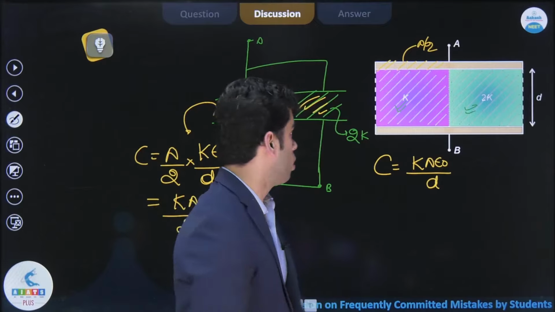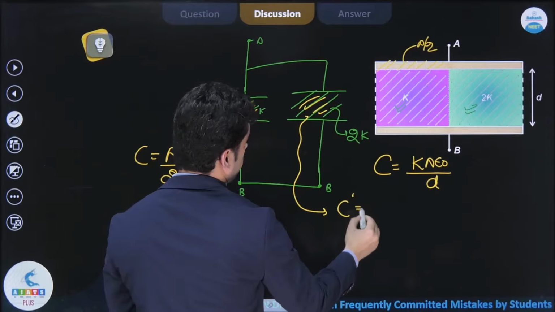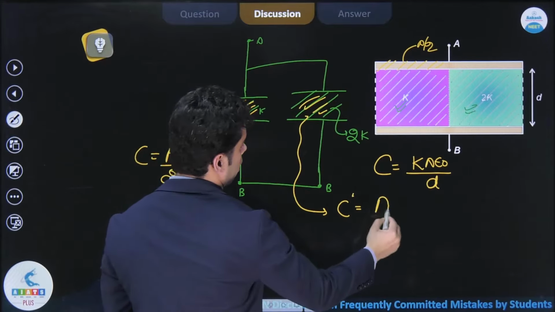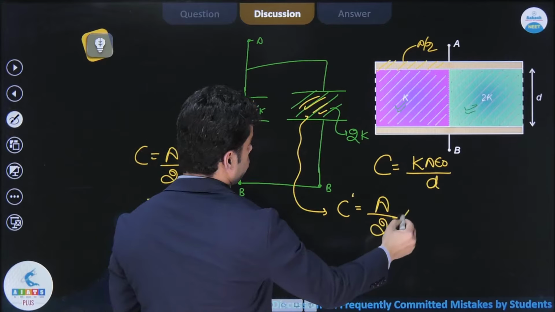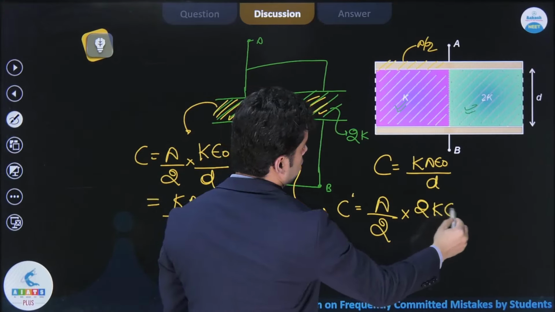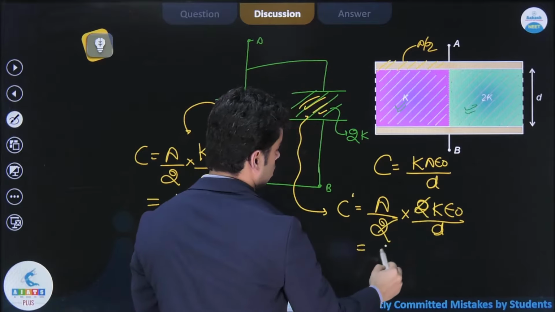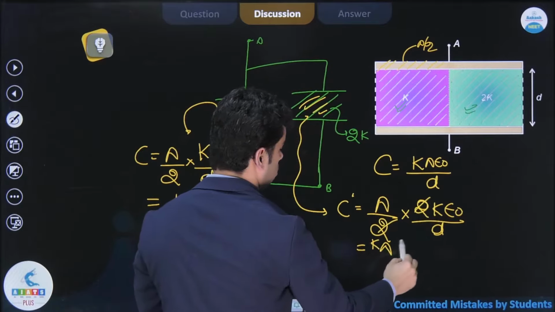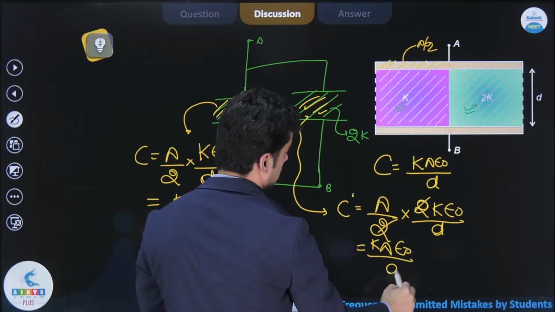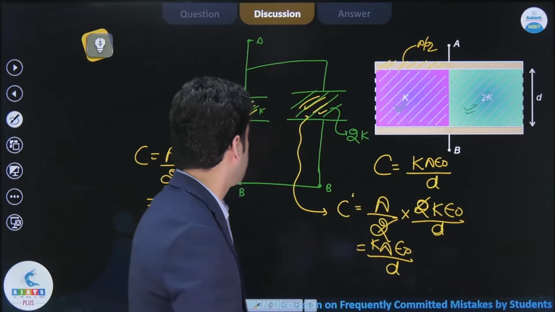Right? Now let's talk about this capacitor. C dash will be equal to area in contact A by 2 into 2K epsilon naught, and separation between the plates is D. So this 2 and 2 cancel. It becomes K A epsilon naught by D. Right? And they are in parallel, so you just need to add them.